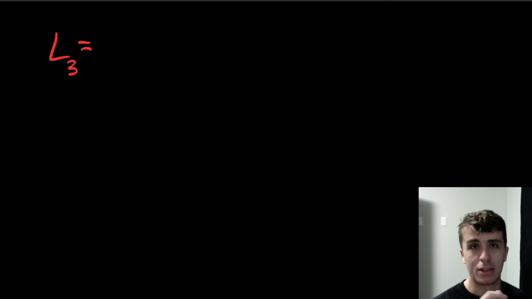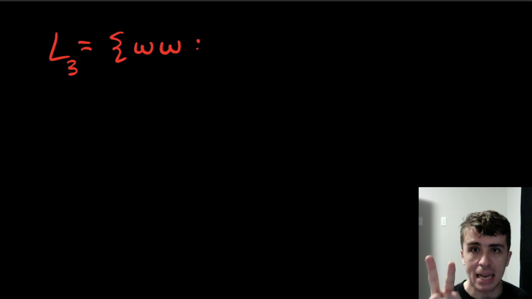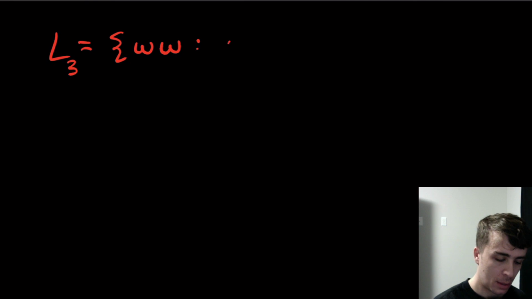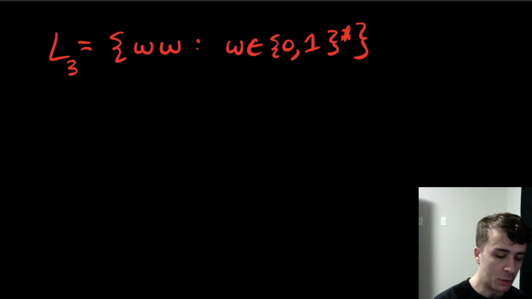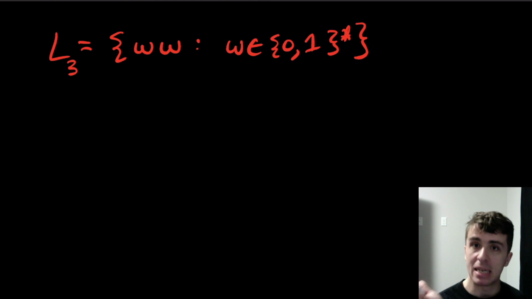So the third one, there's a lot of misconceptions about it. This is the language WW, so the exact same string twice, where W is any possible binary string. Note that if it was just zeros and not 0s and 1s, then this language would be regular, and therefore context-free, because it would be all the even length strings.